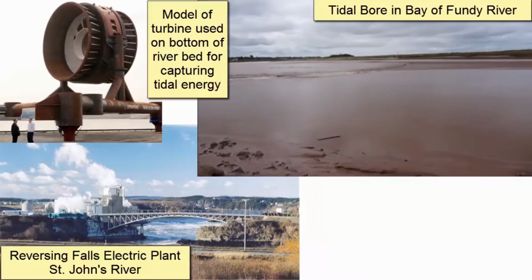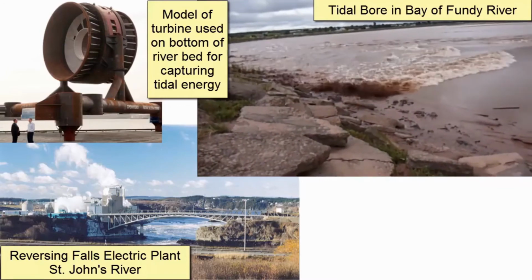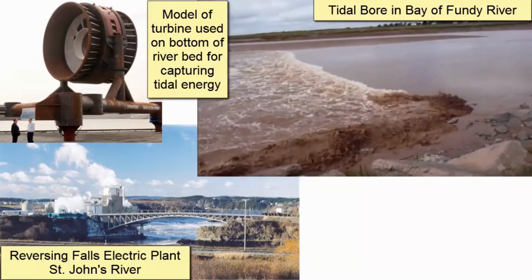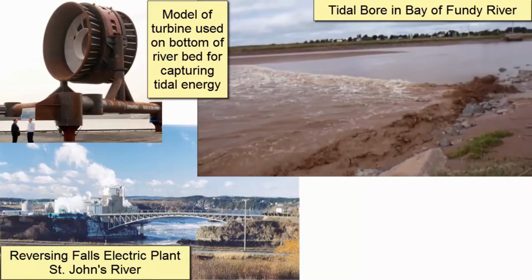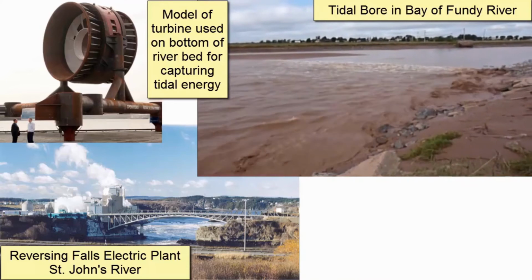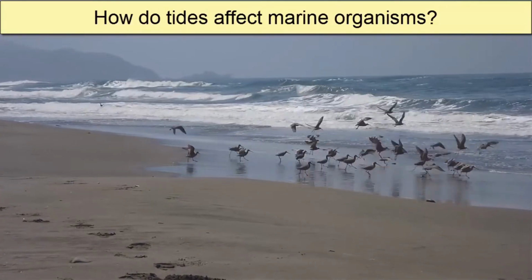One location along the St. John River is known for its reversing falls, which alternate their direction depending upon the direction of the tidal current. This push of water is so strong that it is used in some places to generate electricity on both the flood and ebb currents. How do tides affect marine organisms?